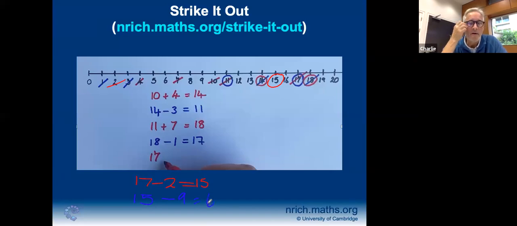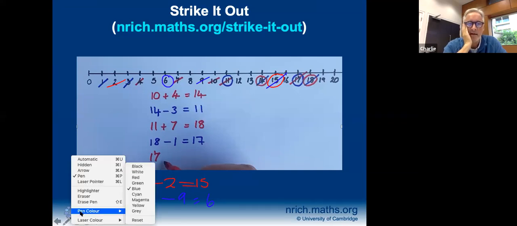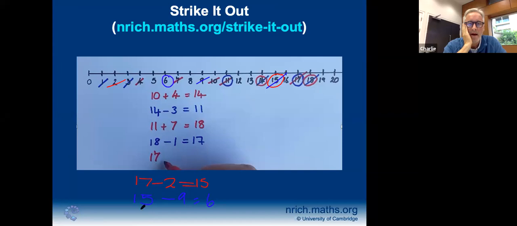So you've got 15 minus 9, so cross out the 15, cross out the 9, equals 6, so a circle around 6. And now I've got to start with 6. Okay, so 6 add 13 is 19. So again, you need to cross out the 6 for me, please, and the 13, and put a circle around the 19. And I think I might have blocked you. Okay.